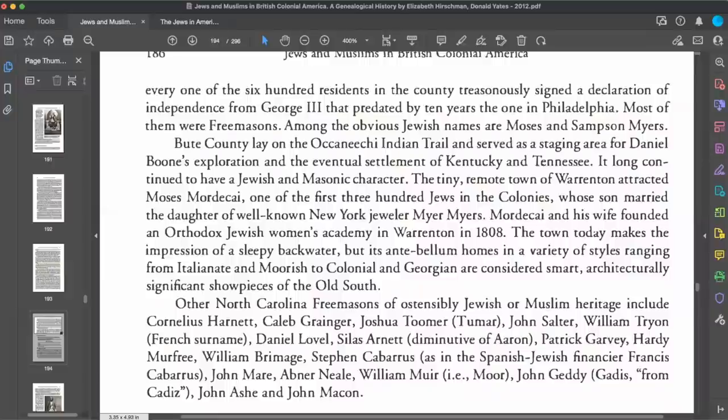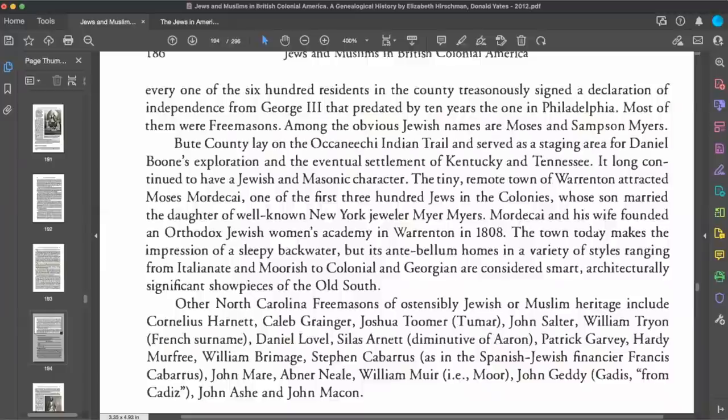So again, this would serve as the staging area for Daniel Boone's exploration and the eventual settlement of Kentucky and Tennessee. It long continued to have a Jewish and Masonic character. The tiny remote town of Warrenton attracted Moses Mordecai, one of the first 300 Jews in the colonies, whose son married the daughter of a well-known New York jeweler, Myers Myers. Mordecai and his wife founded an Orthodox Jewish Woman's Academy in Warrenton in 1808. The town today makes the impression of a sleepy backwater, but its antebellum homes in a variety of styles, ranging from Italianate and Moorish to colonial and Georgian, are considered smart, architecturally significant showpieces of the Old South.